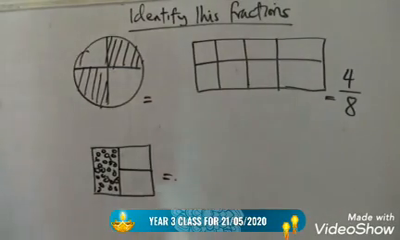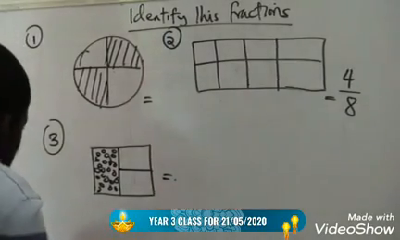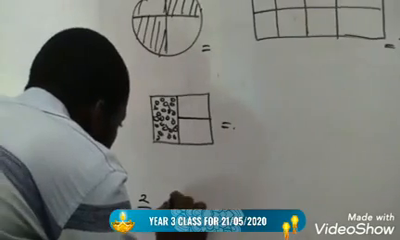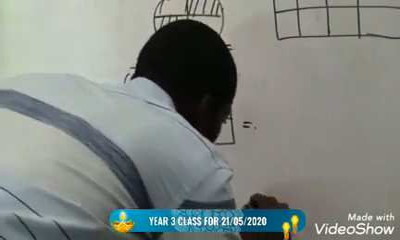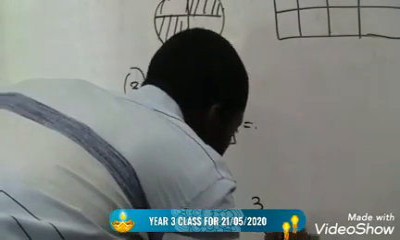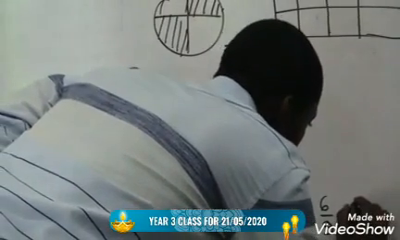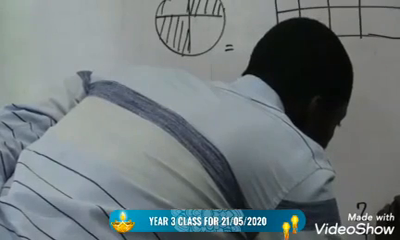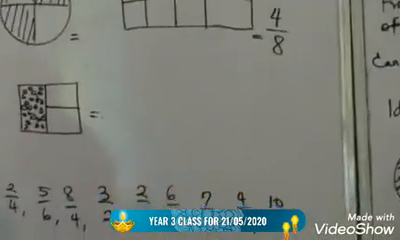So the next one, this is 1, 2, 3. Out of these 10 fractions, I want us to identify proper and improper fractions. 2 over 4, 5 over 6, 8 over 4, 3 over 2, 2 over 2, 6 over 9, 7 over 4, 4 over 10, 10 over 10, 12 over 22.